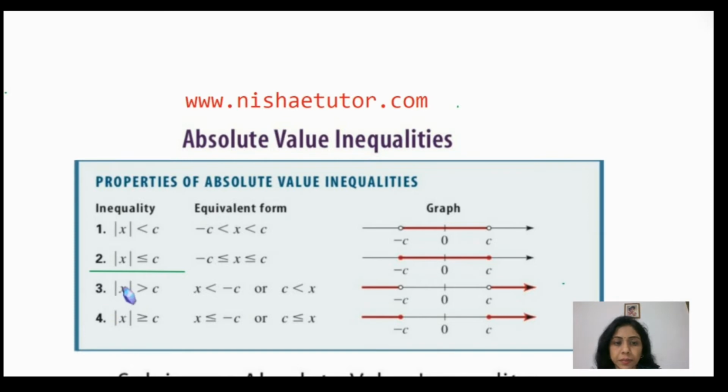And the second type: if the absolute value is greater than, or greater than or equal to, any constant number, then the equivalent form is x less than minus c and x greater than c. For this type, just use a hollow circle when there is no equal to sign, and when there is an equal to sign, it means a filled circle. This is the difference.